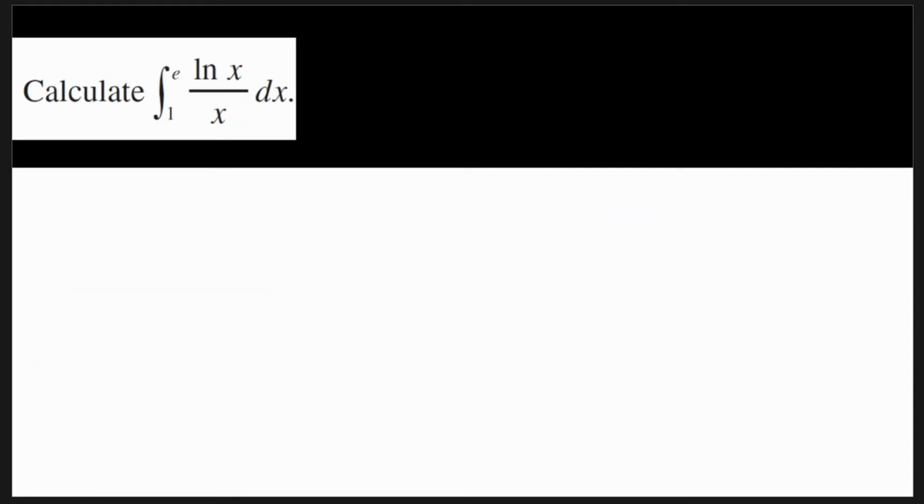So the next example would be calculating the integral of ln x over x dx, with limits from 1 to e, the Euler number. So how can we integrate this? Okay. So again, we need to use a substitution rule.